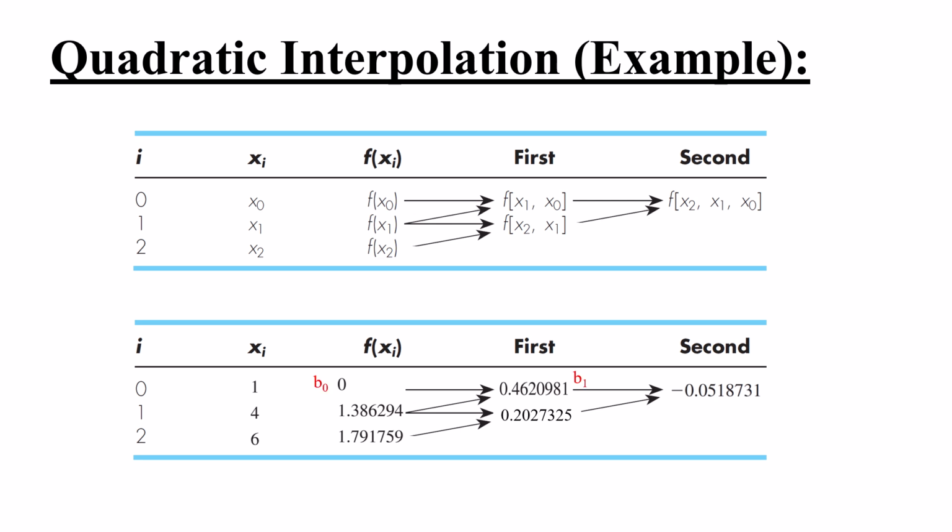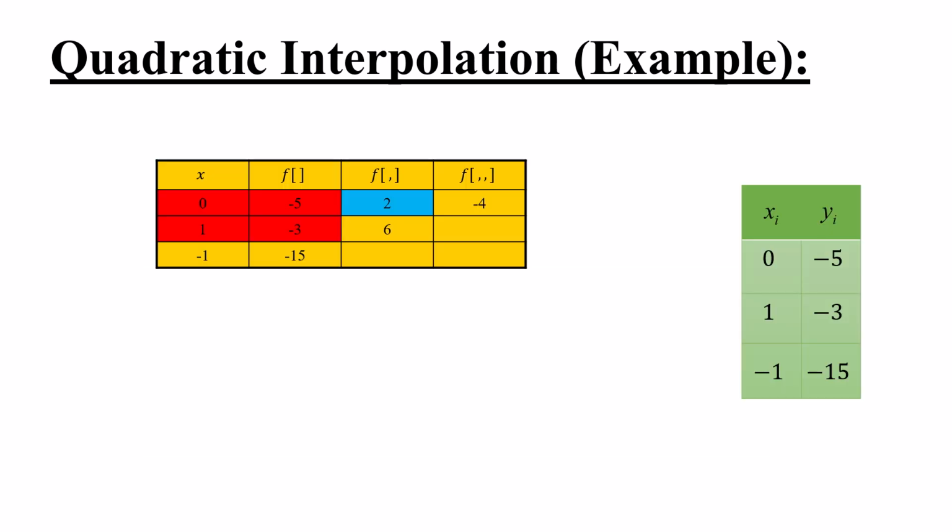Look here, we have B0 and B1. Similarly, B2. Now let's do an example just to understand how it works. For example, if we have this information with us, so f of x value is given to us. Now we can take the first difference. So how we do it, just using this.